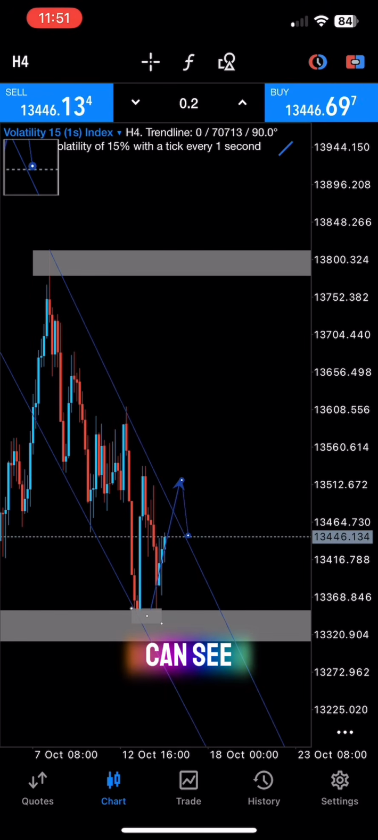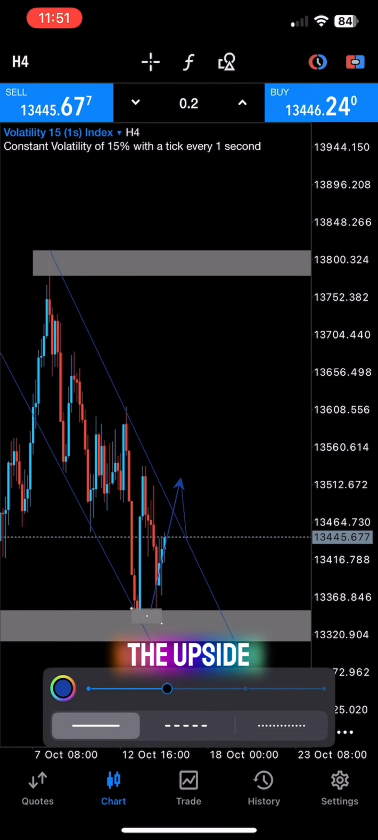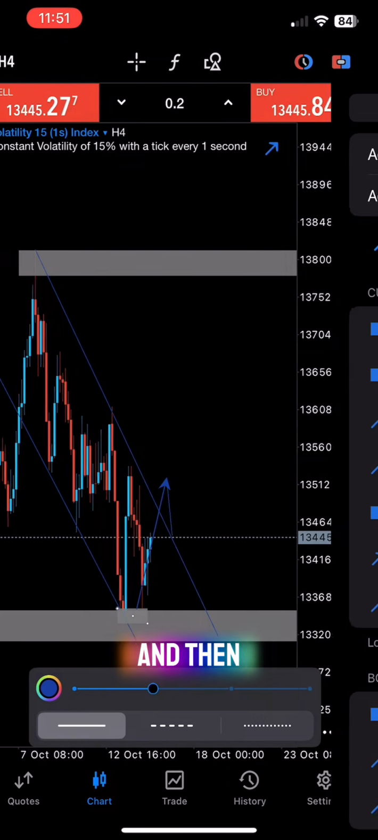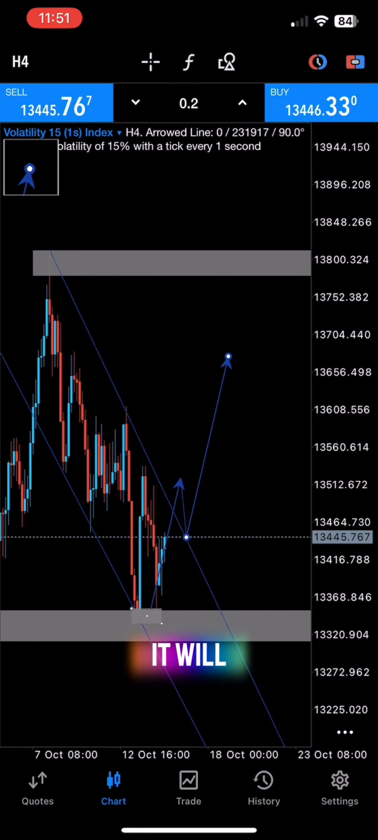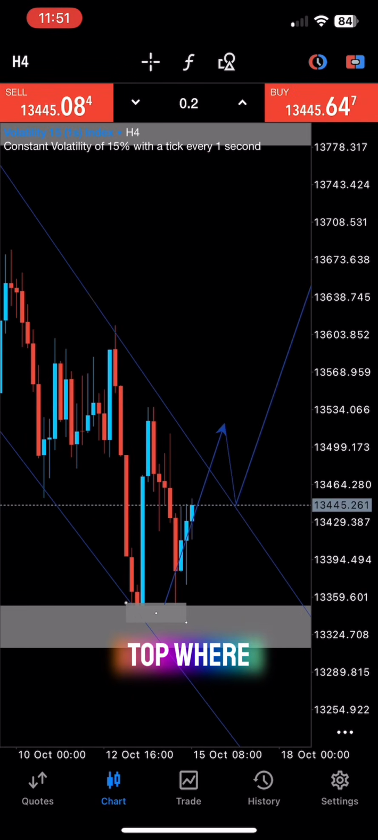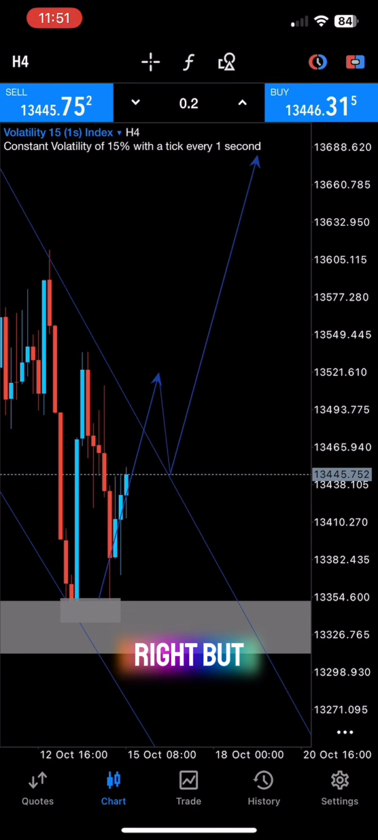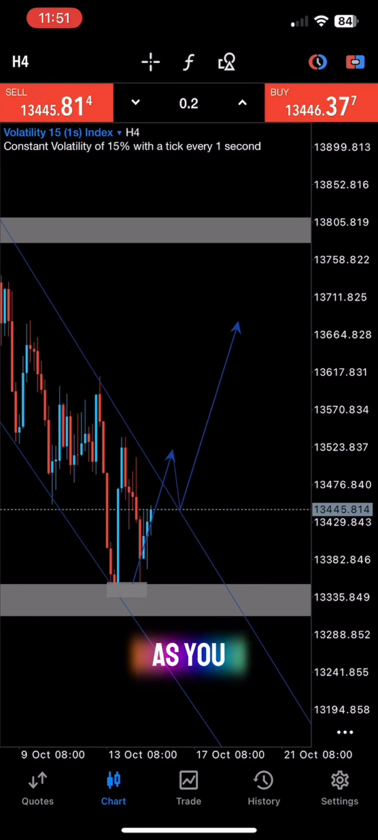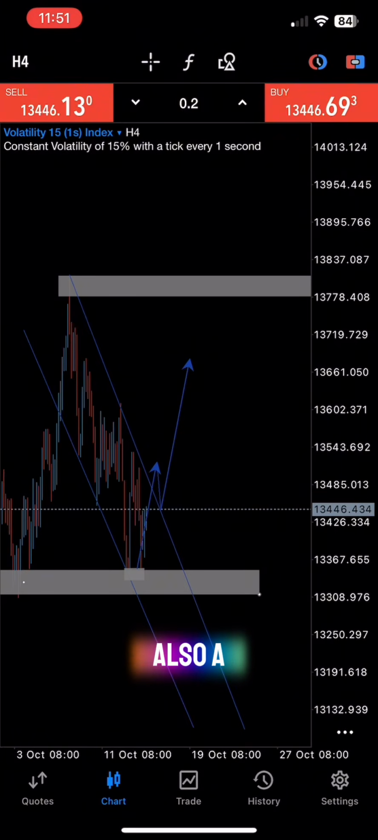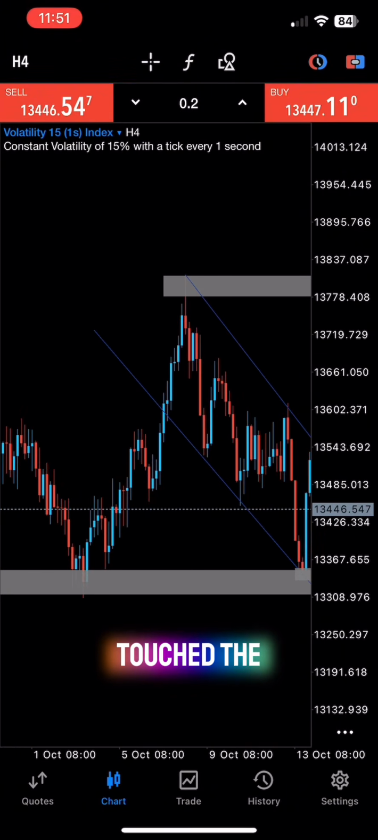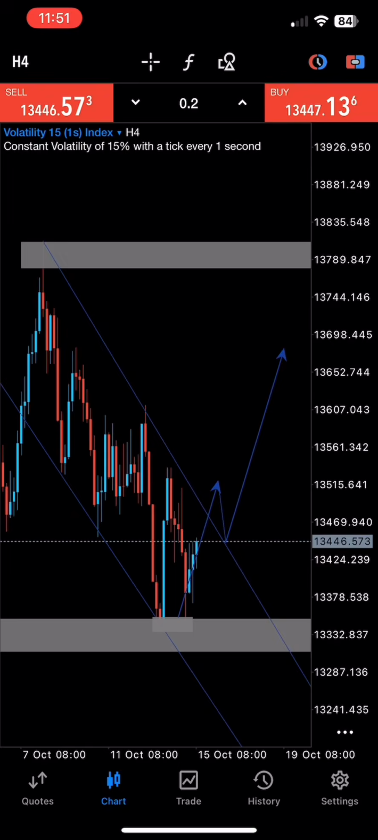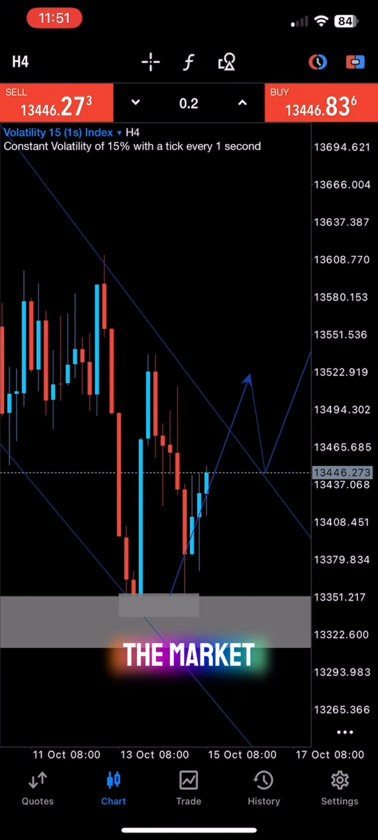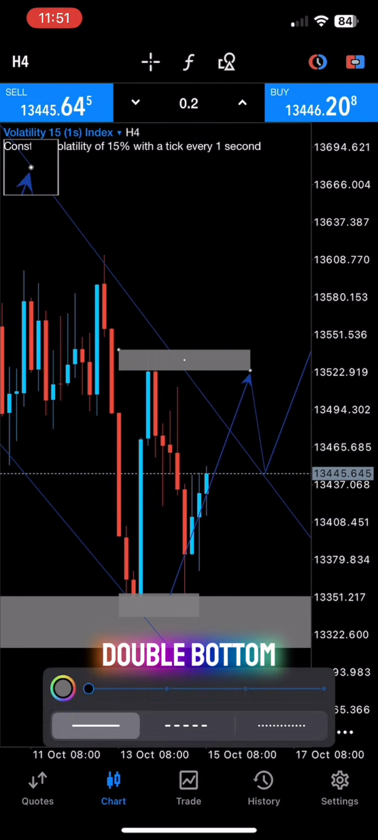Anyway, as you can see, once it breaks to the upside, it then comes with a retest, and then it continues going up again, and then it will have to reach the take profit at the top where there is a resistance, right? But at this point, as you can see, there was also a wick that touched the support. This wick that touched the support clearly showed that the market failed to break that support twice, forming a double bottom, right?